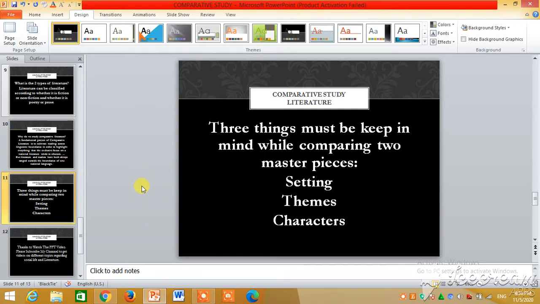Three things must be kept in mind while comparing two masterpieces. Number one, setting. Number two, themes. And number three, characters.